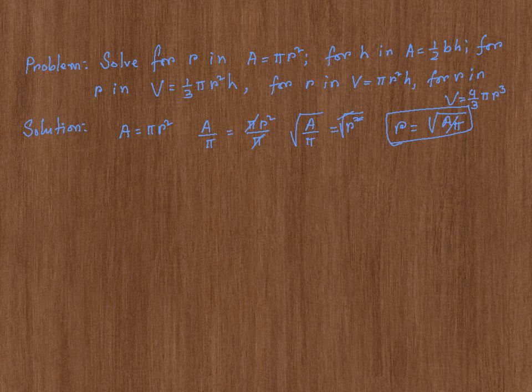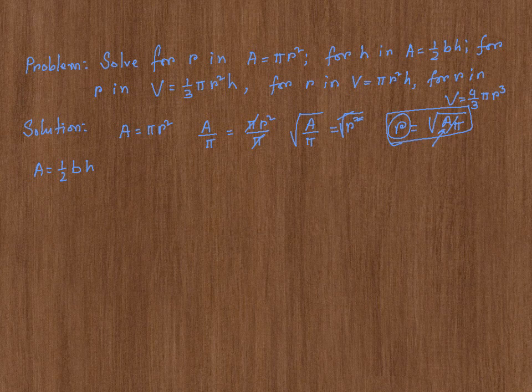Now if you know the area of a circle, you can just plug in that value for a and simplify it. You should get the radius of the circle. Now let's go ahead and deal with a triangle. Area of a triangle is a is equal to 1/2 times base times height.